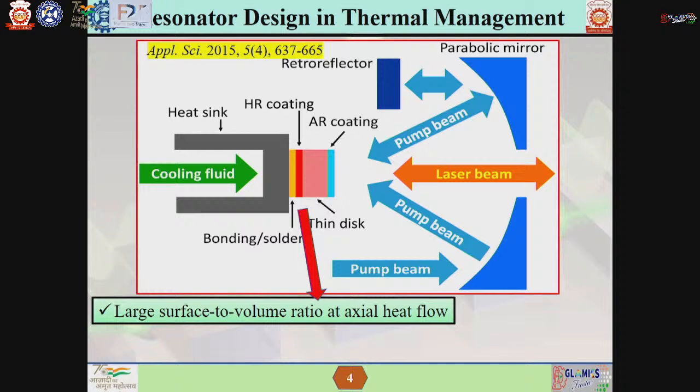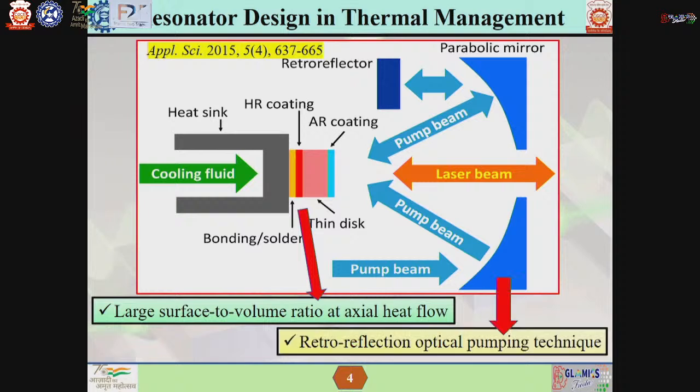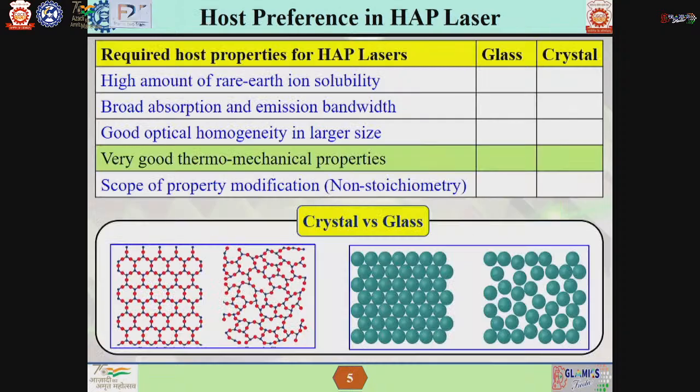Some research groups have developed laser device configurations in such a way that they can reduce the thermal energy which the gain medium will experience. Here they have placed the cooling system such that the heat dissipation will be through the axial mode, and that's why the surface to volume ratio will be larger. And by this arrangement they are using the retroreflection technique, so the pump threshold will be reduced.